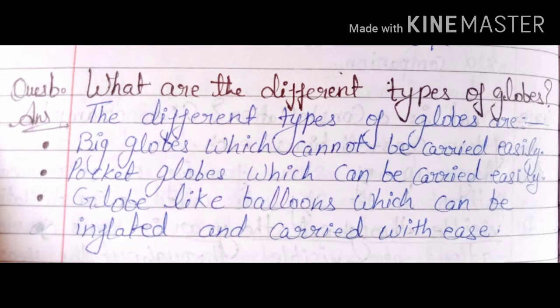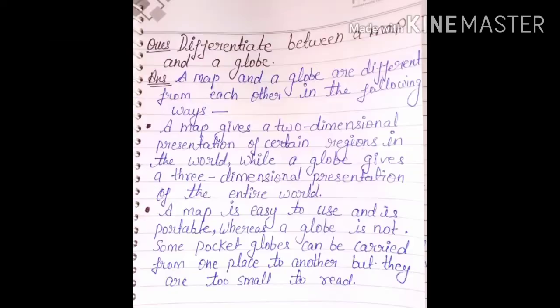Friends, let's start with our first homework question: what are the different types of a globe? And the answer is, the different types of globes are the big globes which cannot be carried easily. Next, pocket globes which can be carried easily. And third one, globes like balloons which can be inflated and carried with ease.